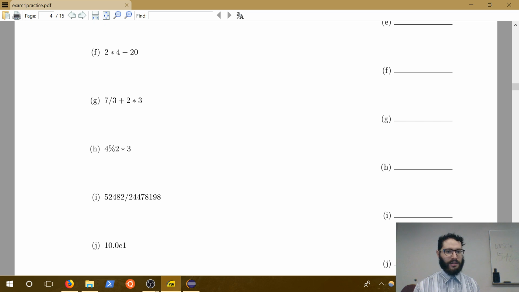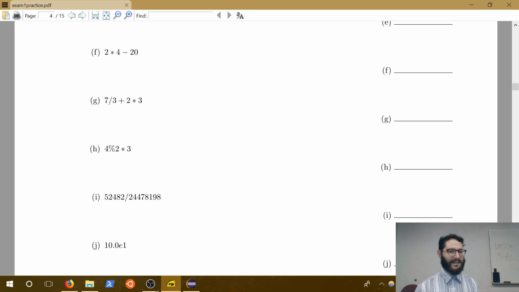4 mod 2 times 3. So 4 mod 2 is 0 because, again, it's the remainder of any number divided by 2. So 4 mod 2 gives you 0, and 0 times whatever is going to give you 0, so that's fine. Some big number divided by an even bigger number, that's 0 as well.